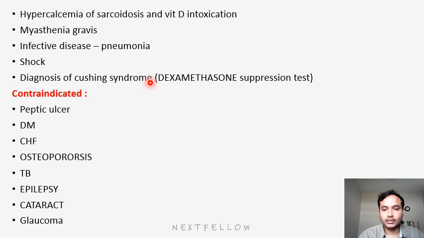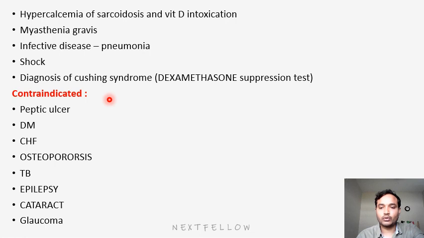After that, we will also find out whether it is ectopic or adrenal based. That's why we use it for diagnosis of Cushing syndrome. So these drugs will be useful for the diagnosis of Cushing syndrome. For the diagnosis of Cushing syndrome, which drug will be beneficial? Dexamethasone.